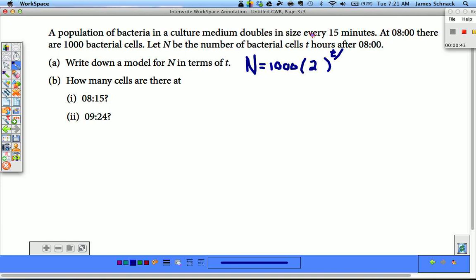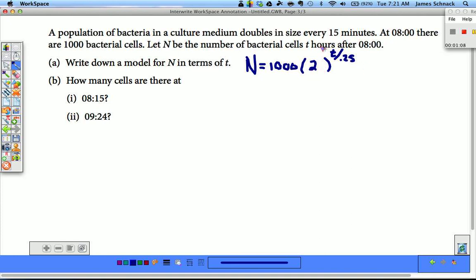And that something is related to how long it takes to double. So every 15 minutes, how much of an hour is that? Well, it's 0.25. So that is our k value, t divided by k. It's 0.25 because we're dealing with a quarter hour that it doubles. Every 15 minutes, every 1/4 of an hour, we are applying this growth factor.